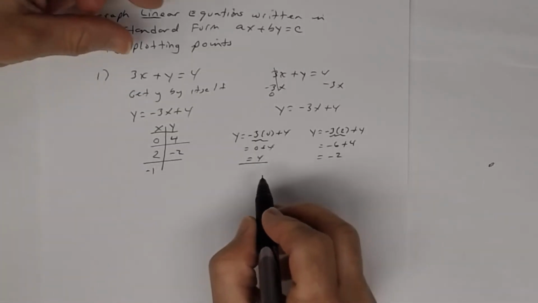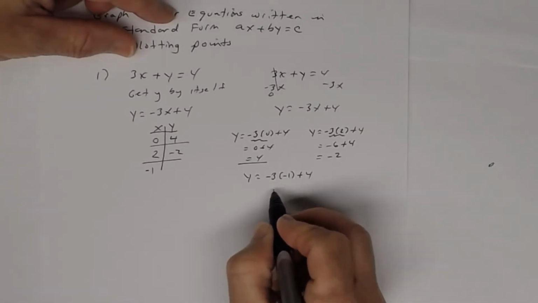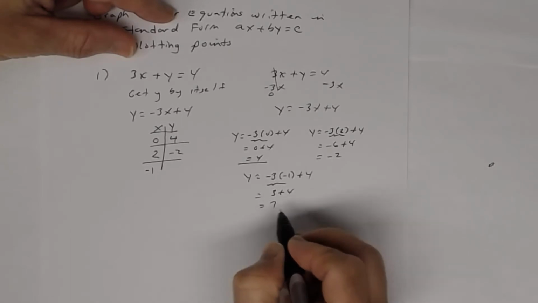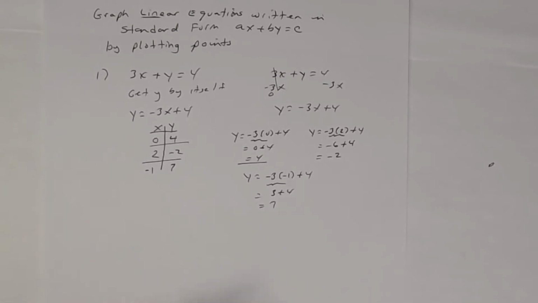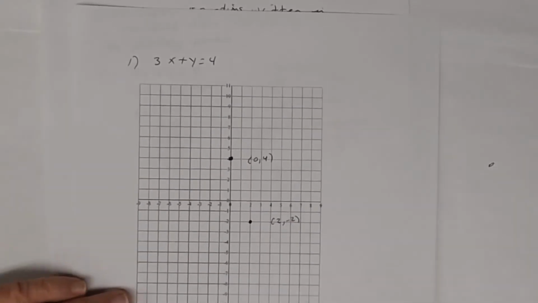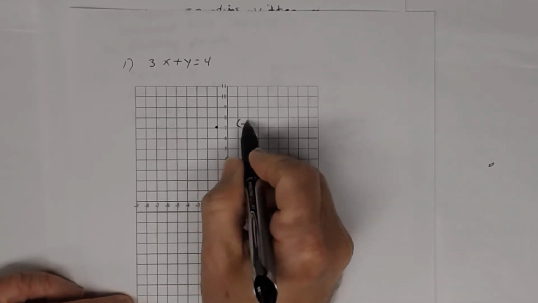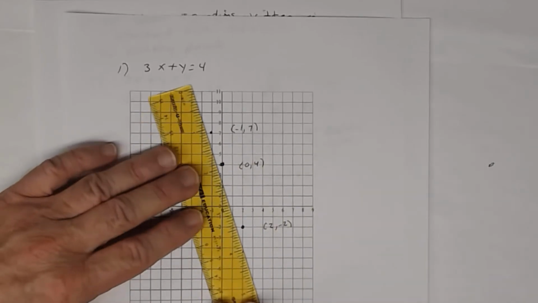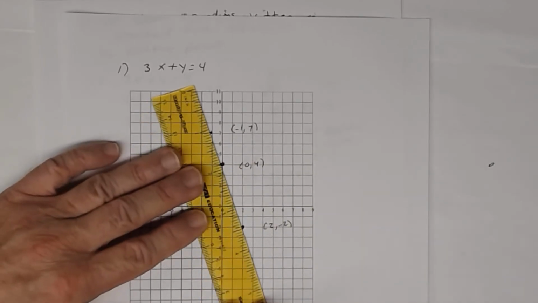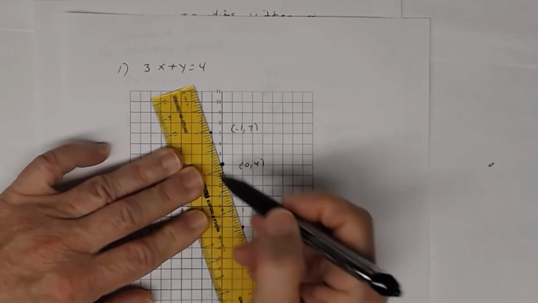So if x is negative 1, I get y equals negative 3 times negative 1 plus 4. Negative 1 times a negative 3 is a positive 3. 3 plus 4 is 7. So when x is negative 1, my y value is 7. And so I'm going to plot that point, negative 1, 7. So negative 1, 7 is right here. So there's the point, negative 1, 7. And let's just verify that those are collinear. Okay, so I don't think I made a mistake anywhere in plotting points or anything like that. So those are collinear.